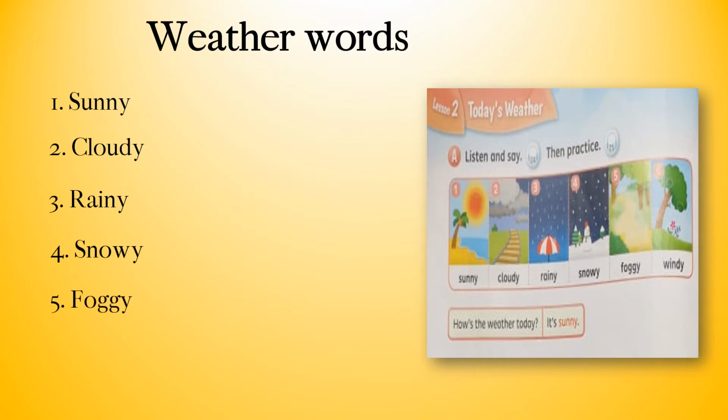Number 5, foggy. Foggy is when there is water in the air and it means you cannot see very far. Chiang Mai gets very foggy in the mountains. Foggy. And number 6, windy. In Thailand, before it rains, it can be very windy.